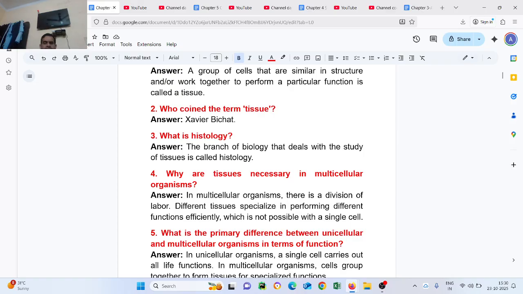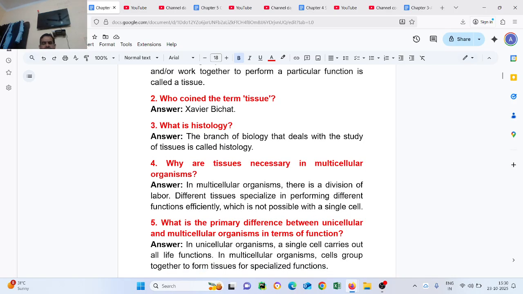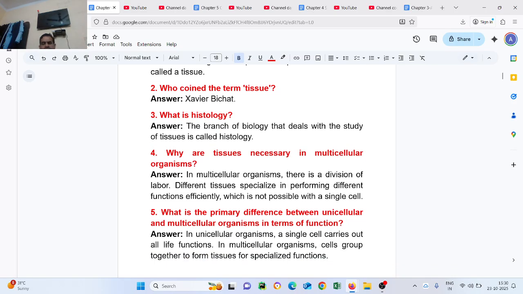Question number 5. What is the primary difference between unicellular and multicellular organisms in terms of function? In unicellular organisms, a single cell carries out all life functions. In multicellular organisms, cells group together to form tissue for specialized functions.